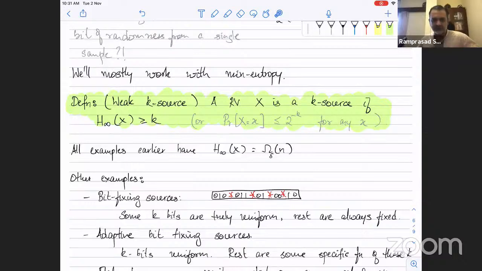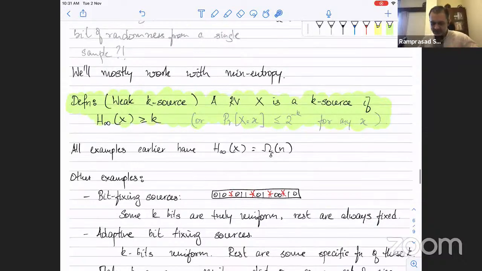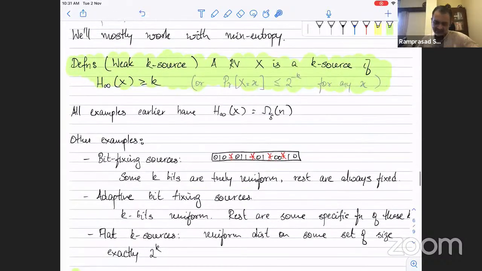Okay, so I hope these two are clear. And here is another definition, which is called flat k sources. This will be very important because it really captures the notion of min entropy. Just think of a uniform distribution on some unknown set of size 2 to the k. There is some set of size 2 to the k, and it's a uniform distribution on those, but you just don't know what this subset is.